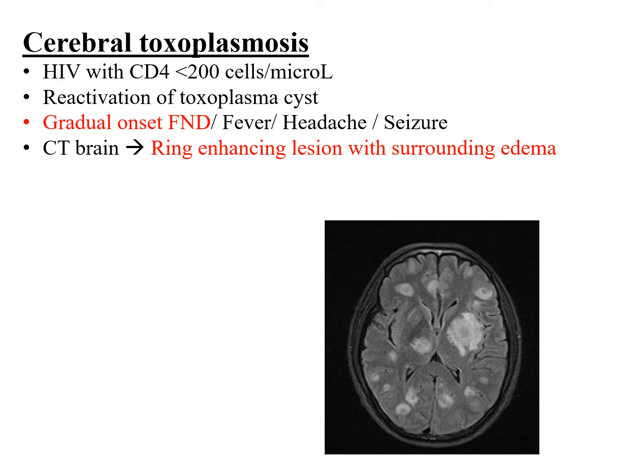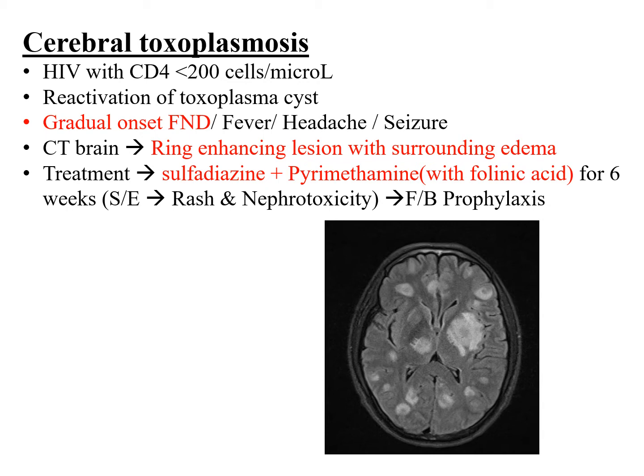The key to diagnosis is identifying the features in the CT brain where we can see multiple ring enhancing lesions with surrounding edema. This is the key point when you diagnose a patient with cerebral toxoplasmosis. Remember, it's multiple and it's ring enhancing lesions.